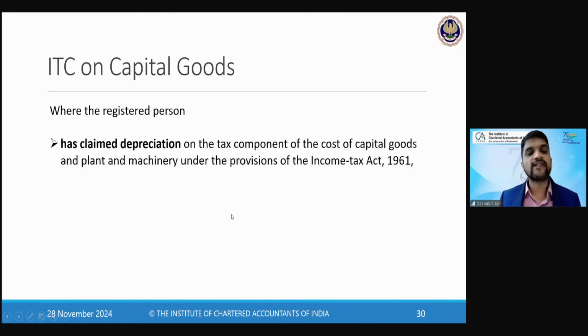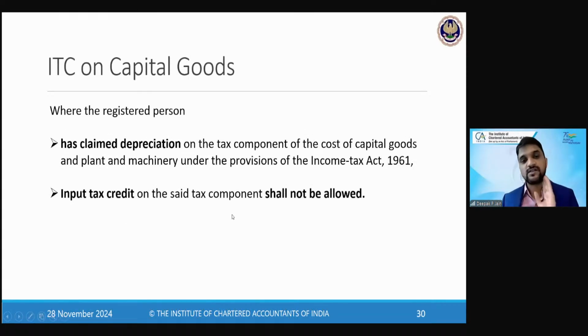Okay. ITC on capital goods, this we have discussed. If you have claimed depreciation, then on the full value, you can't claim GST. But if you have claimed depreciation only on the cost value and on the GST portion you have not claimed, then you can claim input tax credit on that GST on the capital goods.